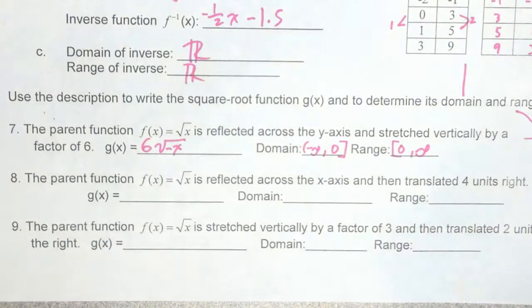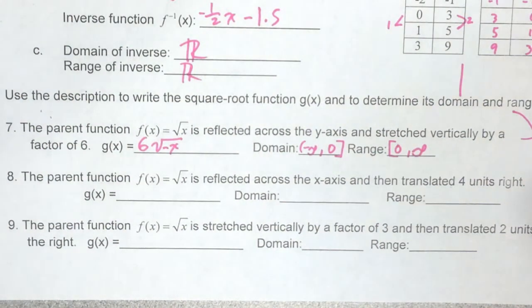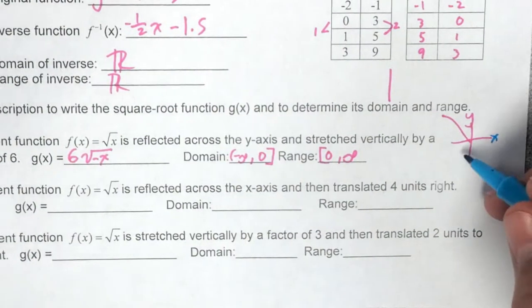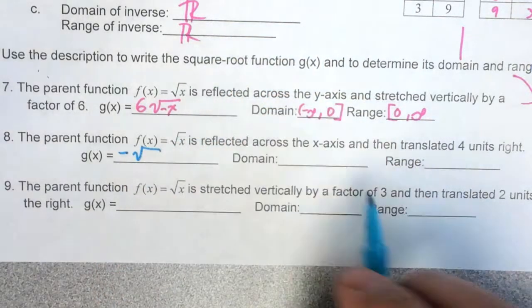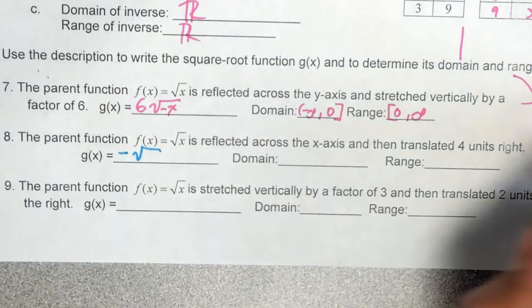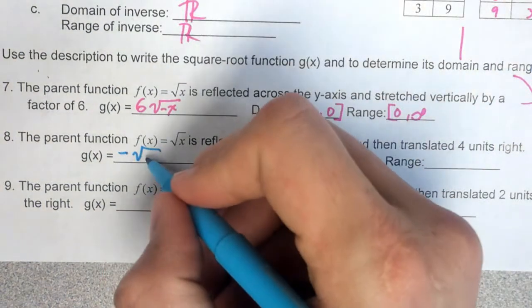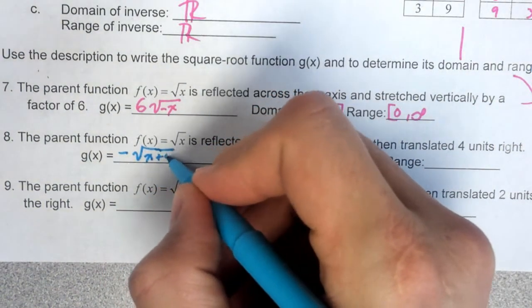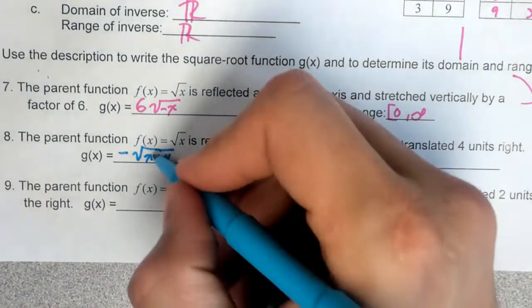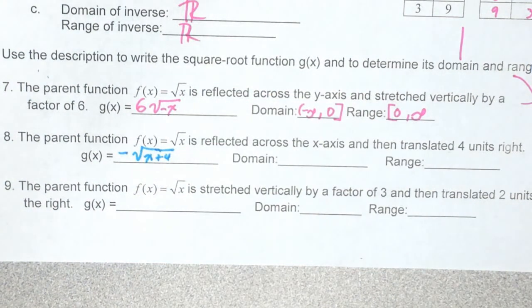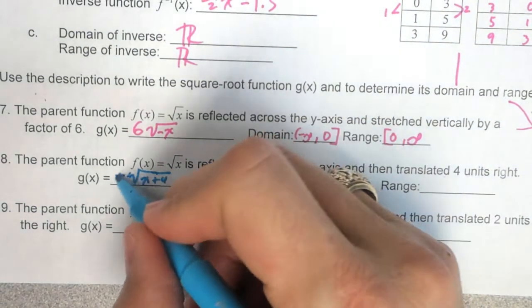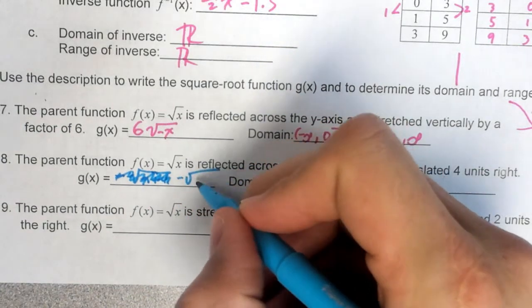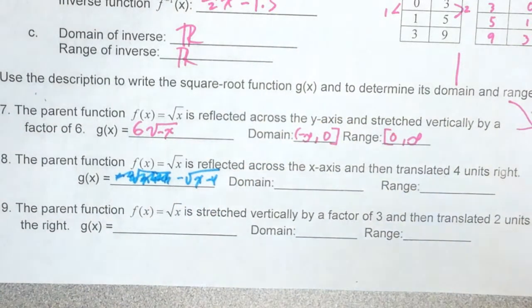Next one, number 8. The parent function is reflected across the x-axis. So x-axis is this one. That's a vertical change. That's going to happen outside. And translated 4 units to the right. That's again x value, so it's going to change inside. So x plus 4 inside is opposite. So right would be, that is supposed to go left. Negative the square root of x minus 4, like that.